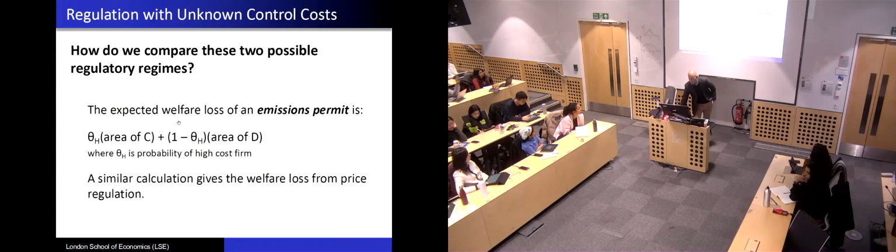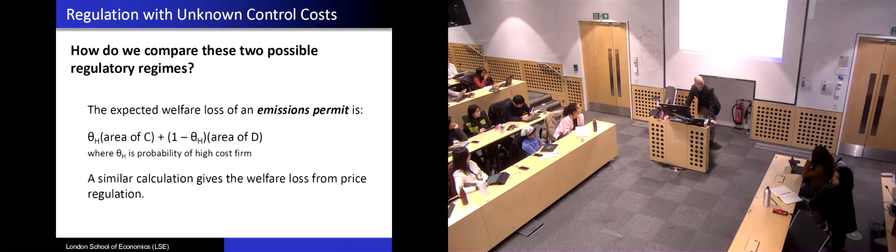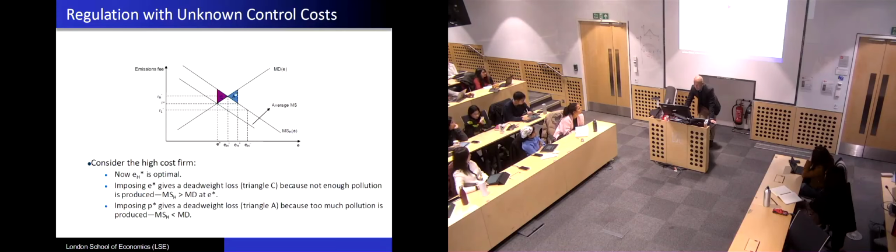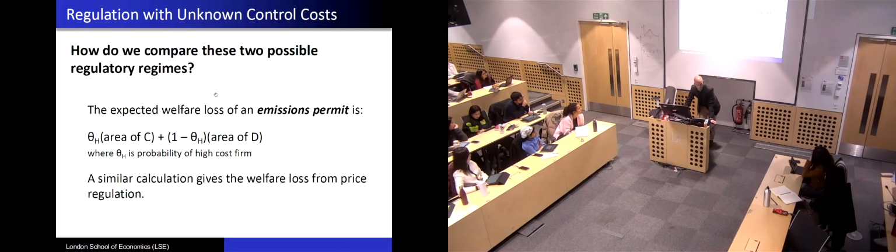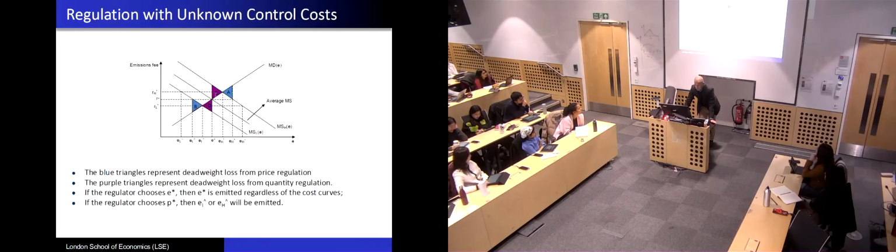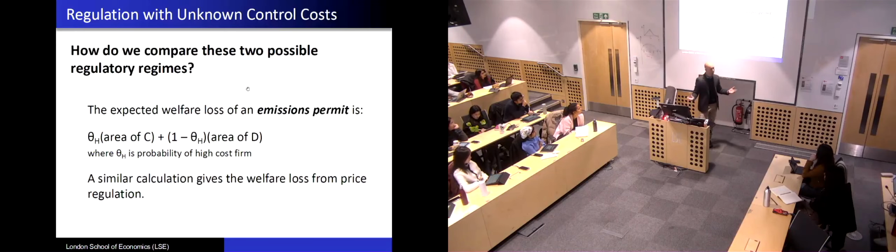The expected welfare loss of, for example, an emission permit is given by the following: theta times the area of C, which is here, plus 1 minus theta times the area of D, which is here. This is for emission permits. And you can do a similar calculation for A and B, for the taxes, and you can see which one is bigger and which one is smaller.